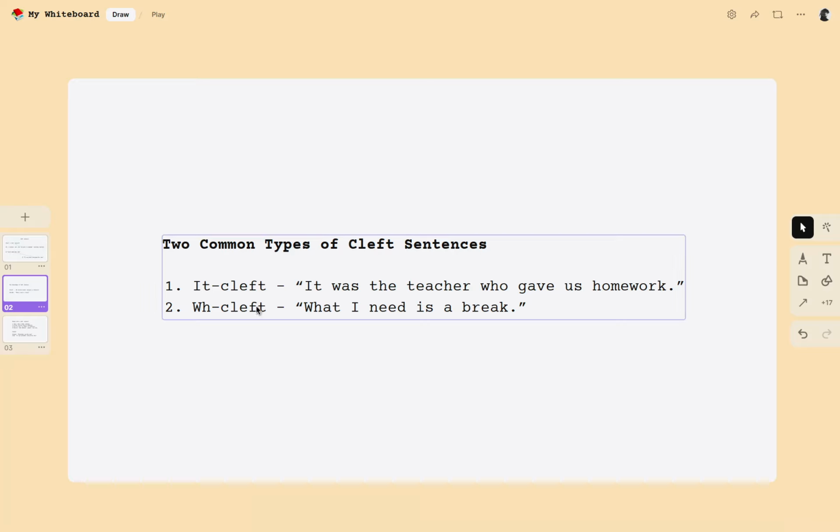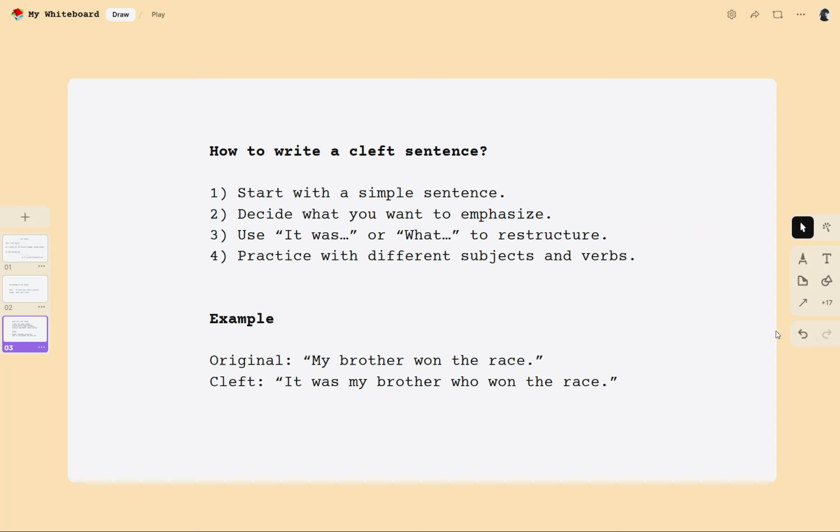All right? And how do you write one? How can you write a cleft sentence? So there are 4 different steps here. Number 1, remember to start with a simple sentence. You need to have an idea, at least at the beginning, for practicing purposes. You need to have a simple sentence to then change. Then decide what you want to emphasize, because what is a cleft sentence, right? A cleft sentence is made to emphasize, to highlight specific information in a sentence. So you decide what part of the sentence you want to emphasize.